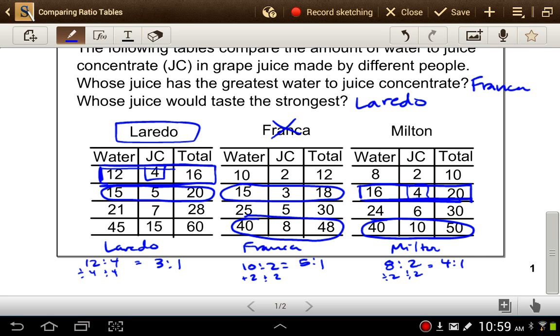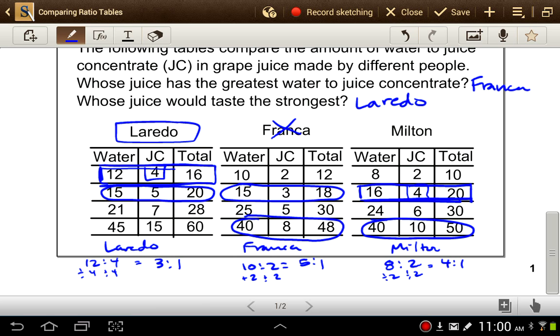So now I can look at it and see. The first number represents water. So who has the greatest water to juice concentrate? Well, Franca. Look, she has 5 to 1. 5 is more than 3 or 4. They all have 1 as the second number, so I'm comparing those first numbers. And whose would taste the strongest? Laredo, because they have the least amount of water, which means their juice concentrate is going to be higher. So that's two ways you could use of solving these problems.